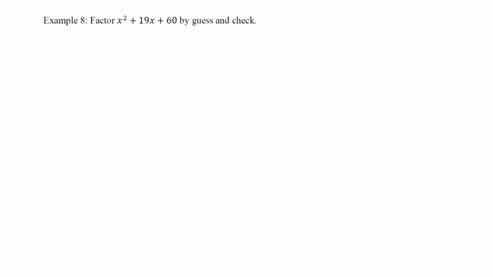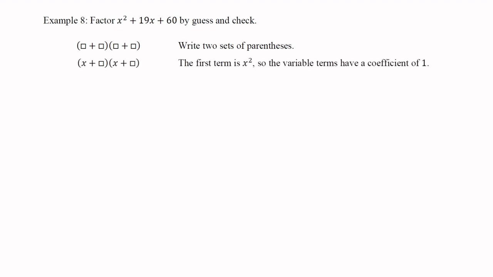So let's factor x squared plus 19x plus 60 by guess and check. Write 2 sets of parentheses. The first term is x squared, so the variable terms have a coefficient of 1. So your first term of your first binomial is x. The first term of your second binomial will be x. Now we just need to find the constant terms of our binomials.